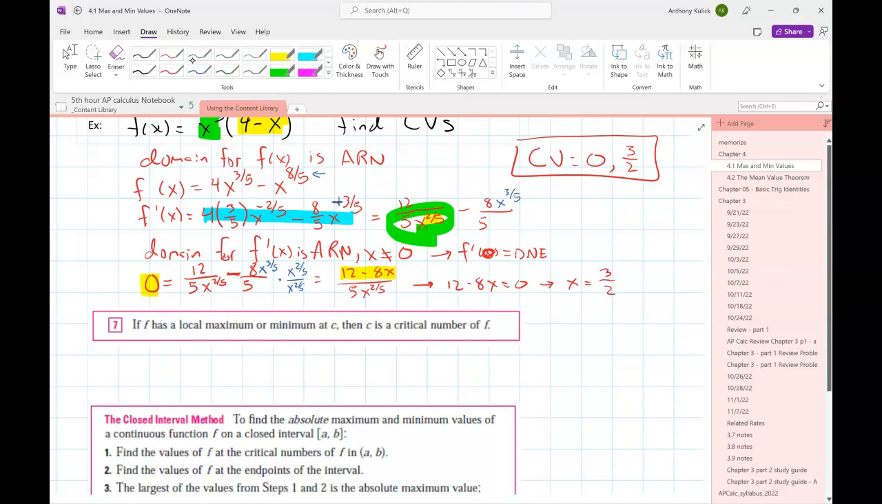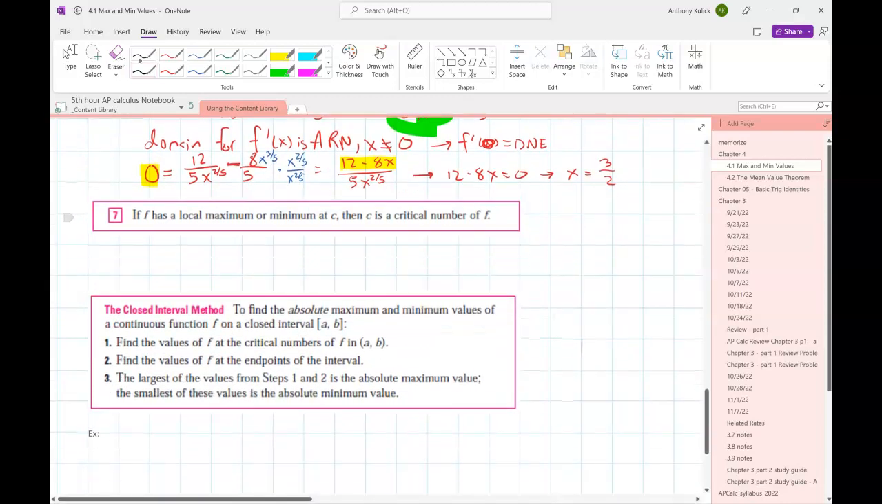Next little theorem, or this is probably more like a lemma. It's a minor theorem. That's what a lemma is. If f has a local maximum or local minimum at C, then C is a critical number for f. Again, to find a local max or min, we can just find the critical numbers and then check those out.